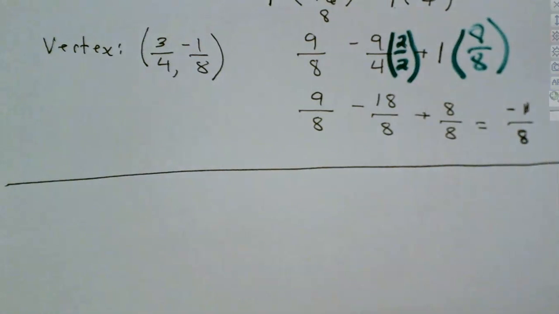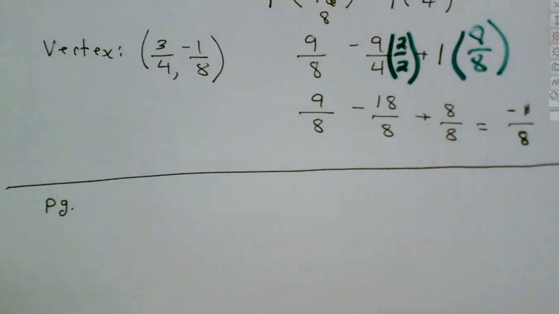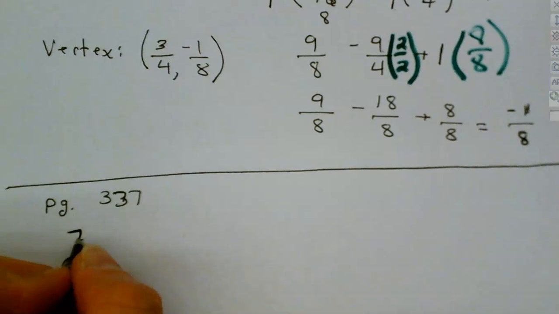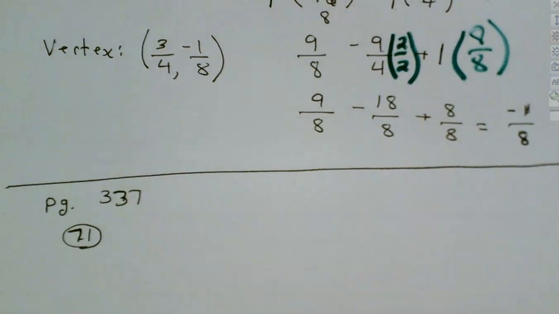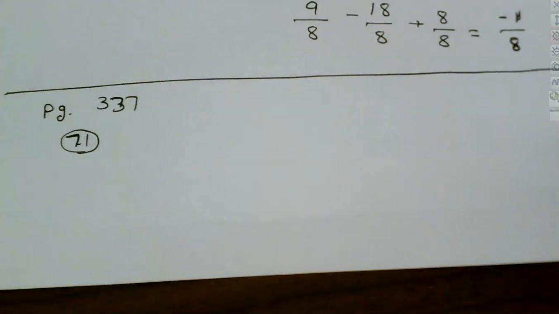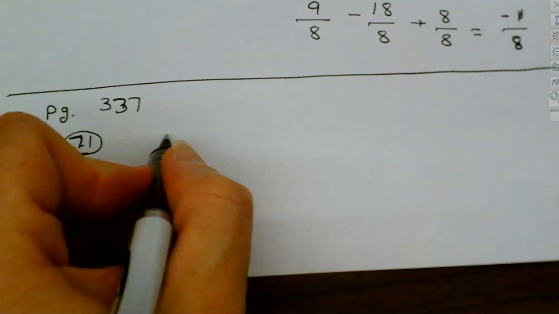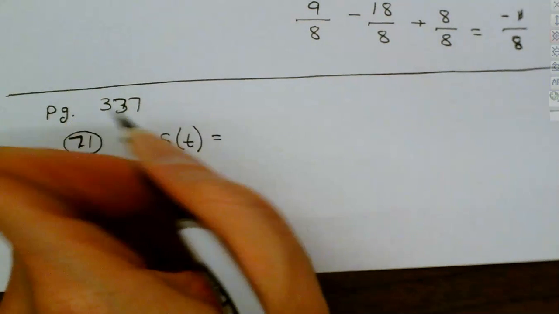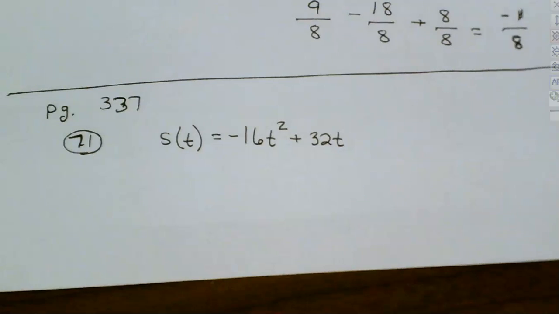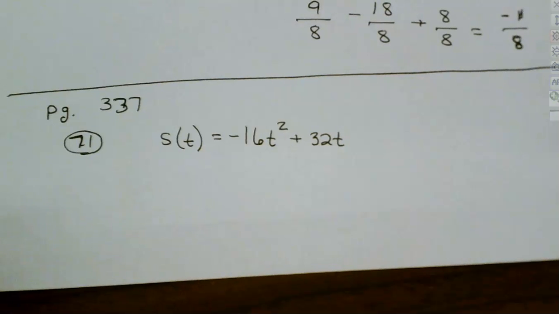And just so we can reference that later, that's on page 337. And we're looking at question 71. Now, they give you the equation that we're going to be using here. Okay, so they give you this. They give you S of t, and that equals a minus 16t squared plus 32t. And what we're going to be finding is we're going to be finding our maximum or a minimum. In this case, we want the maximum.